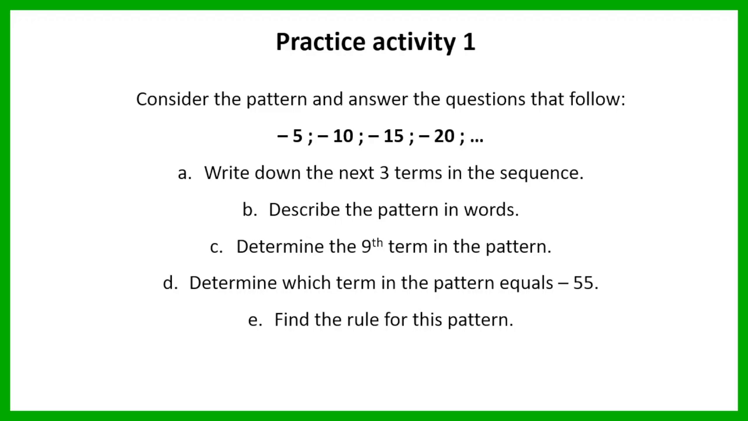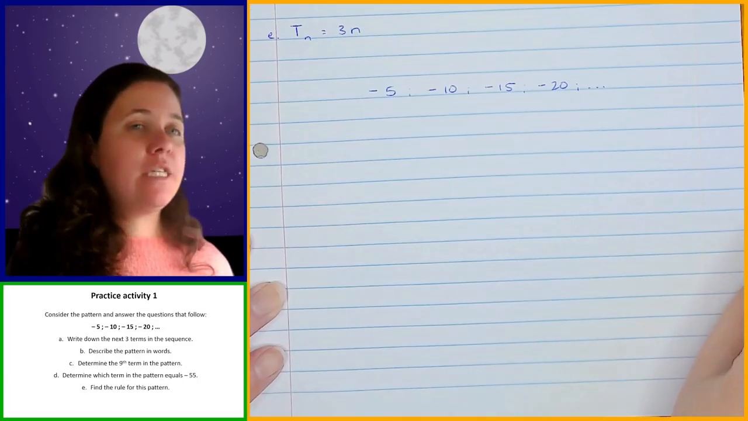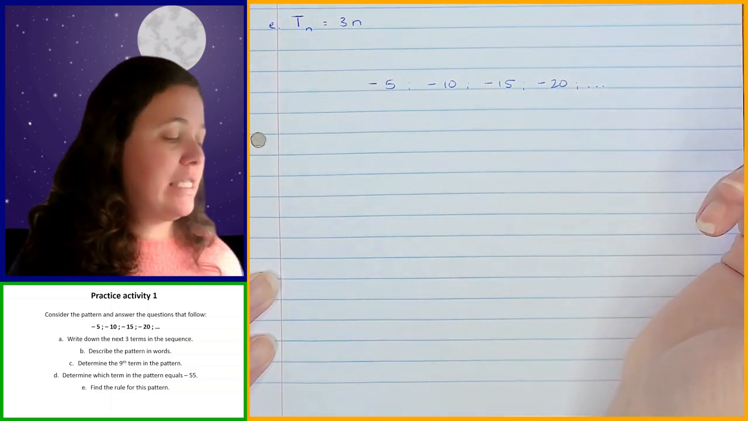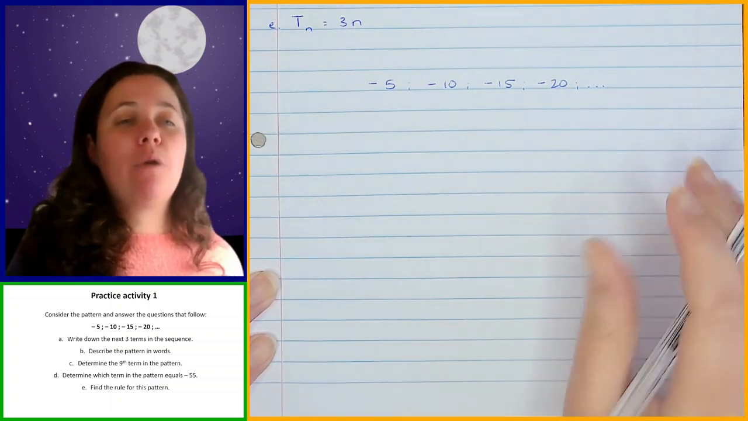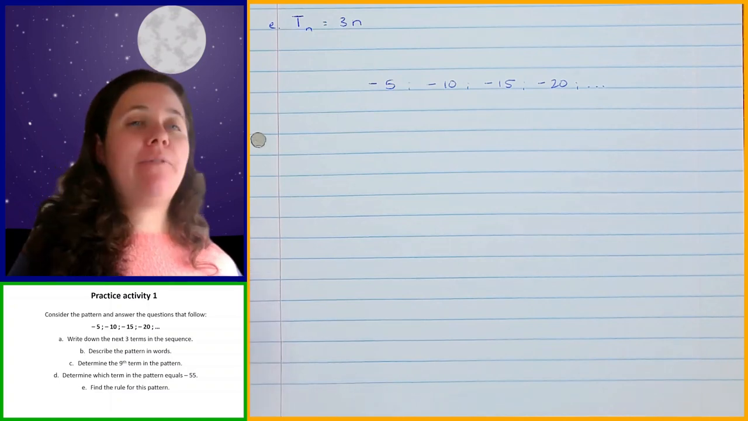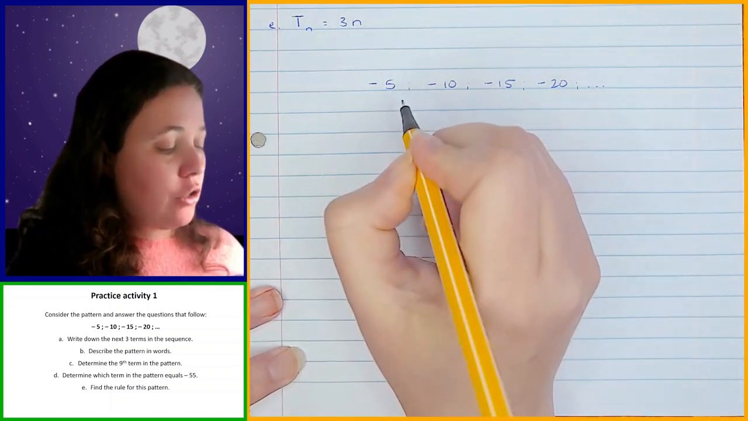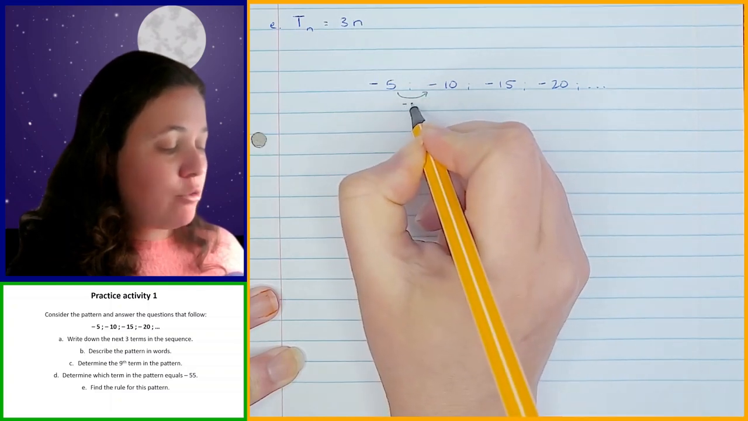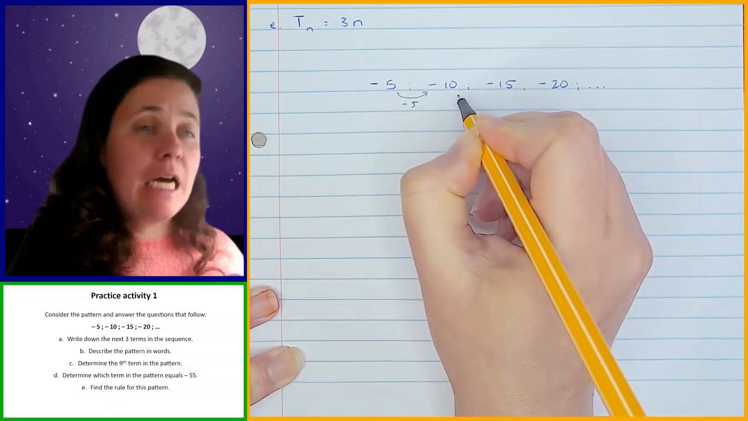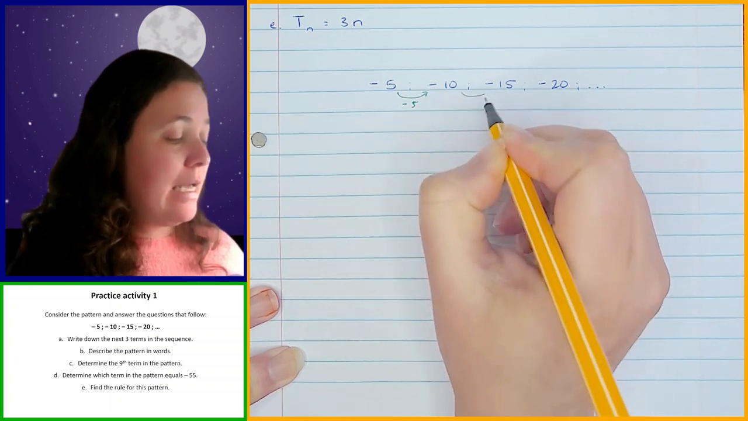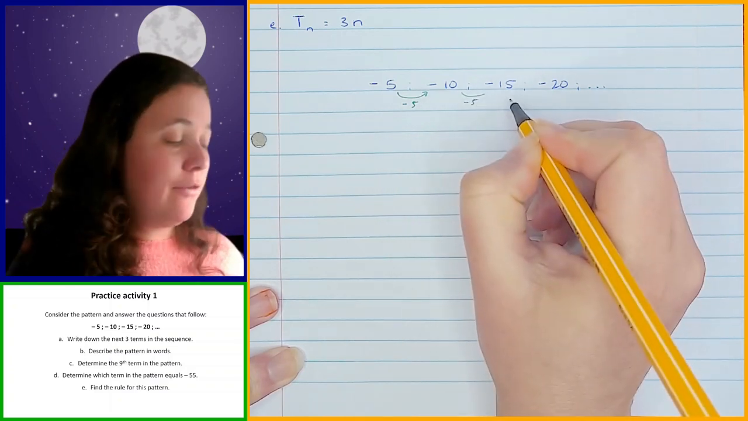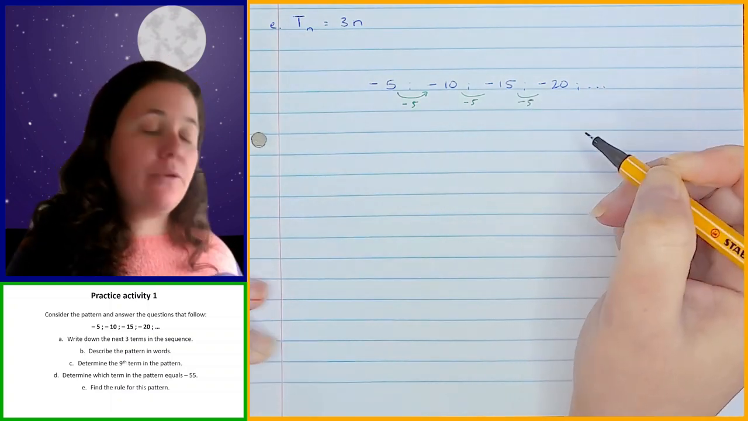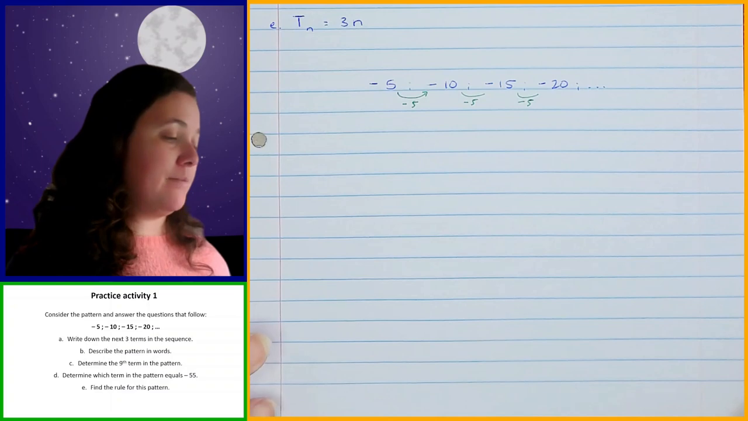Okay, so let's go through all of those now. In this example, we had the pattern negative 5, negative 10, negative 15, negative 20, and so on. The first thing that I'm going to do is look and see if there is a constant difference. From negative 5 to negative 10, I must subtract 5. From negative 10 to negative 15, again, I must subtract 5. And from negative 15 to negative 20, I must subtract 5. So I have a constant difference of negative 5 for this one.